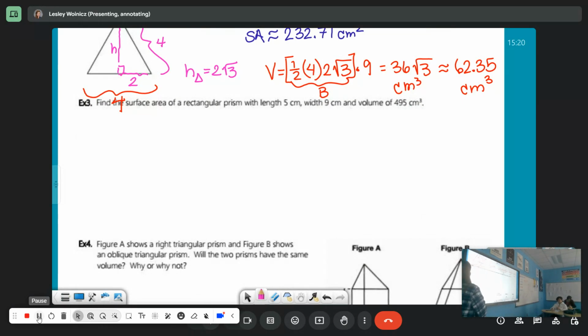All right, guys, this time we're finding the surface area of the rectangular prism with a length of 5 centimeters, a width of 9 centimeters, and a volume of 495 centimeters cubed. Okay, so we have a prism like the tissues.